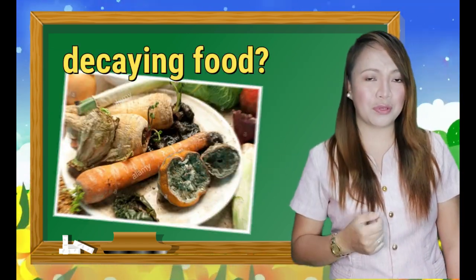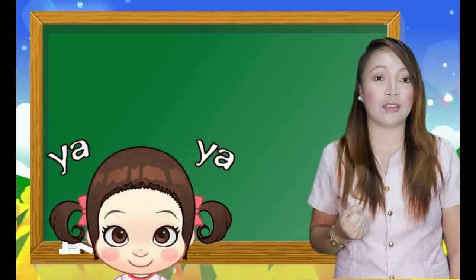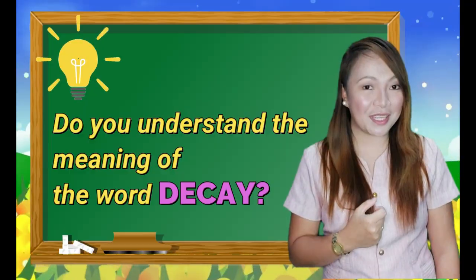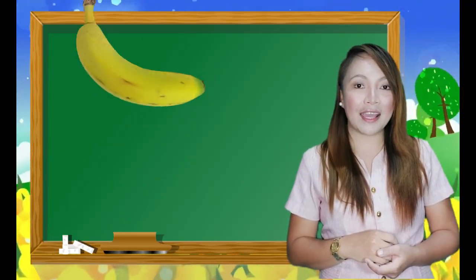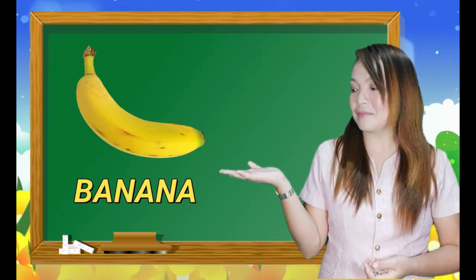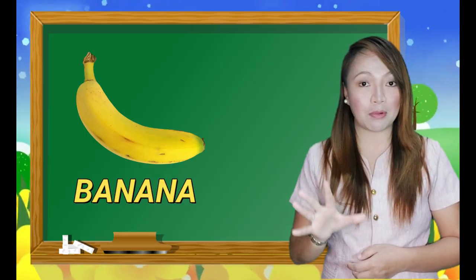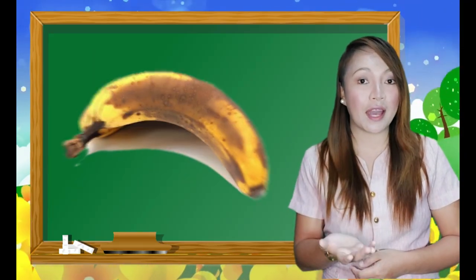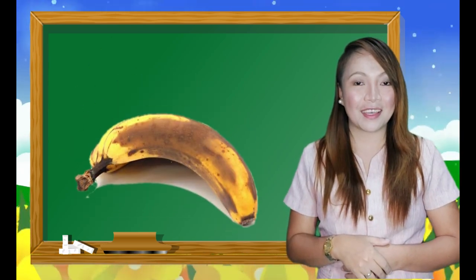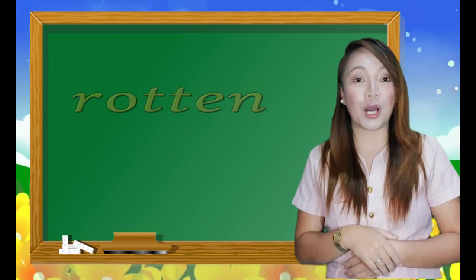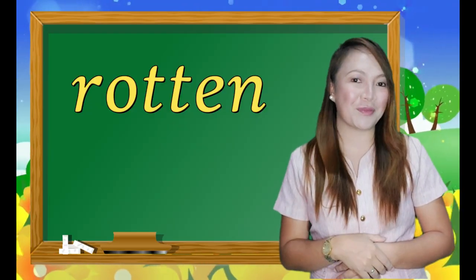Have you seen some food that is decaying? Or have you seen some decayed foods in your house? Do you understand the meaning of the word decay? I'm gonna give you an example. Like a banana. If you do not eat the banana and let it stay on your table for a few days, the peel of the banana will turn brown and it will start to decay. The other term for decay is rotten. That's another word for you to add to your vocabulary.